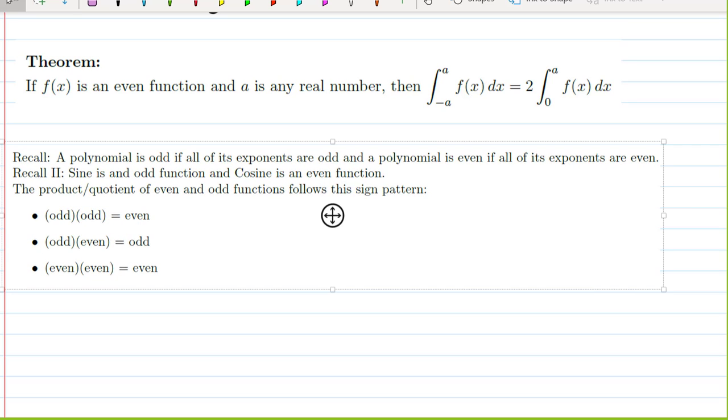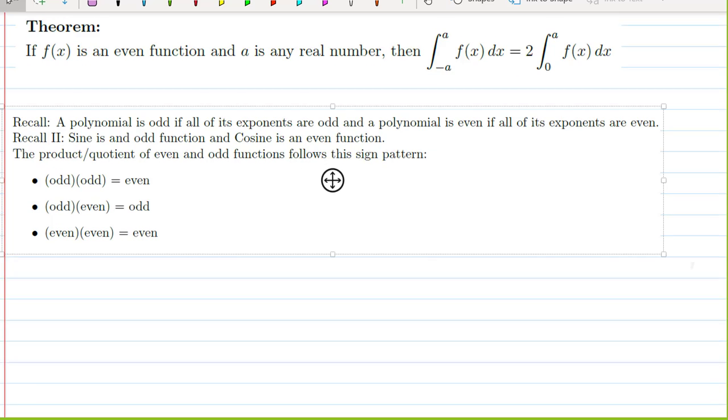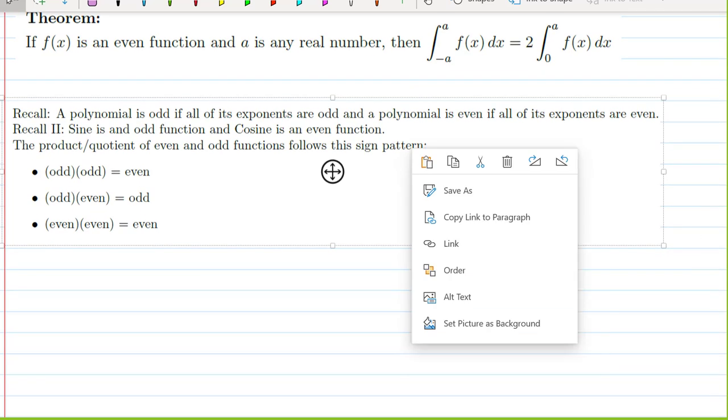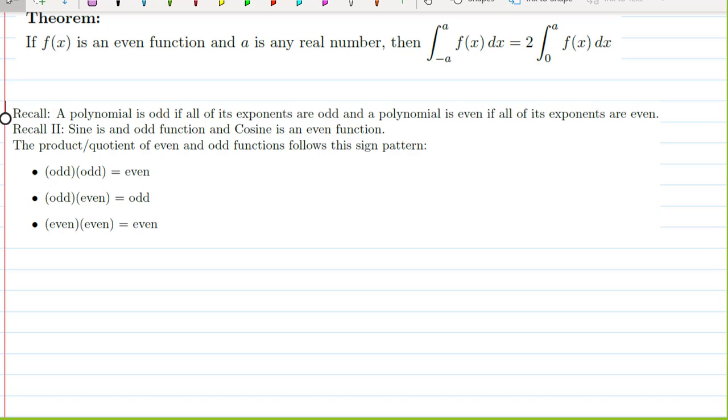So recall, a polynomial is odd if all of its exponents are odd, and a polynomial is even if all of its exponents are even. That is true for monomials, and we can break up polynomials into monomials, which will also be useful. And recall, too, that sine is an odd function and cosine is an even function.